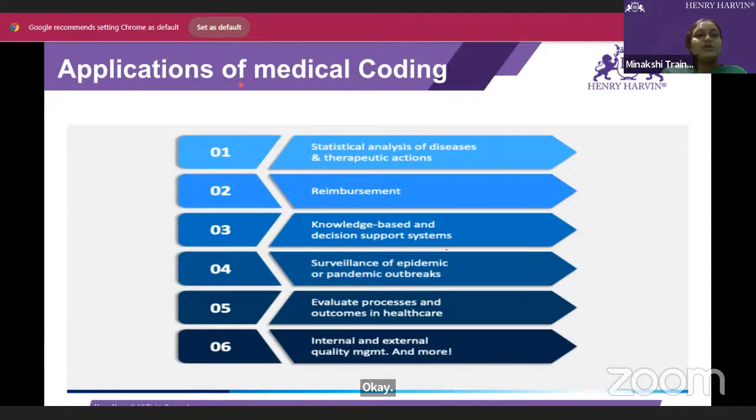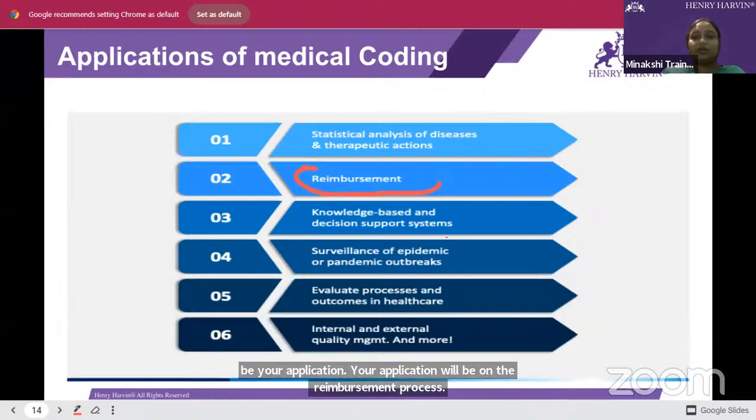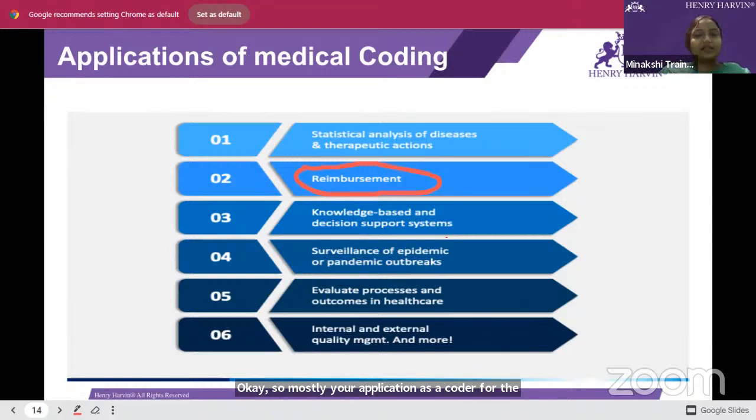So next we'll be talking about the application of medical coding. As I have told, as a coder, what will be your application? Your application will be in the reimbursement process, to get the payment from the insurance company for the patient, the hospital, or the physicians. Mostly your application as a coder is for reimbursement, but apart from that, this coding will be utilized in statistical analysis, decision support systems, surveillance, evaluation processes, and internal and external quality management. So mostly you have to understand the reimbursement process. Other procedures are not for you.